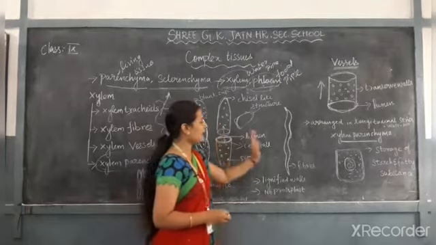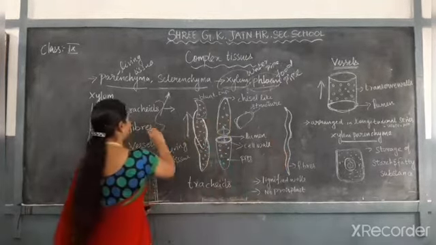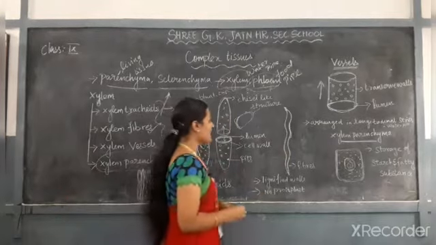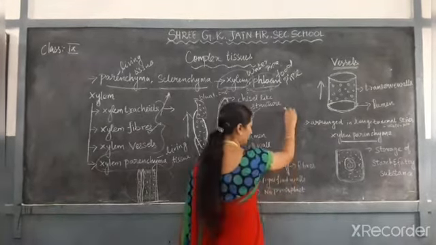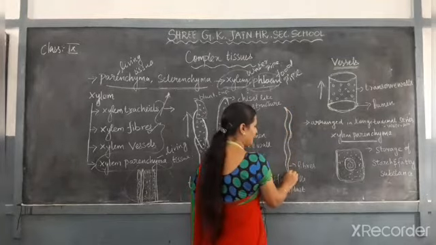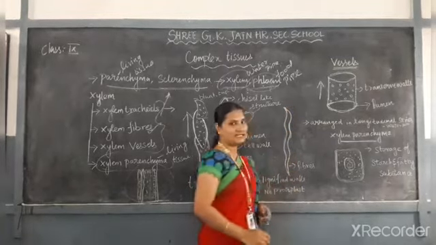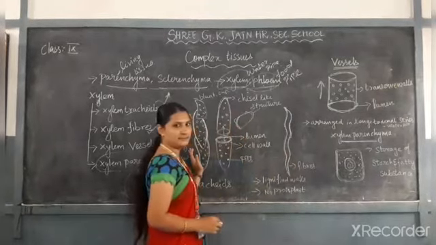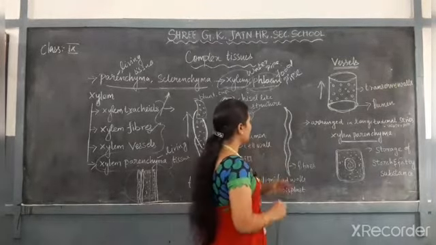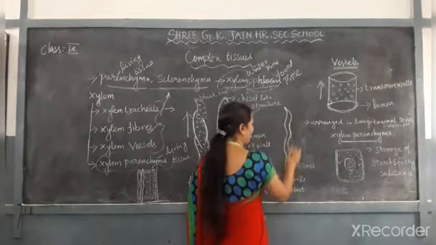And the next one is the fibers, xylem fibers. These fibers also have a lignified wall, and no protoplast is present. It is similar to the tracheids, and here the ends are pointed.